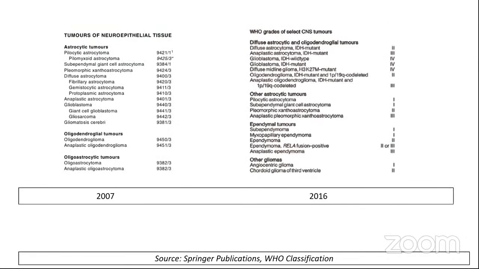Let us take an example of the WHO CNS tumors. On the left hand side, this is the classification of 2007, and on the right side, this is the classification from 2016. So as you might see, the way we classify astrocytomas, oligodendrogliomas, or ependymomas has drastically changed, and there has been an IDH revolution where we essentially depend on the IDH wild type or the IDH mutant type of the tumor to classify it.